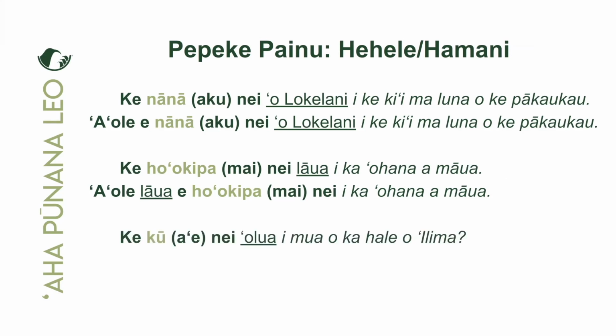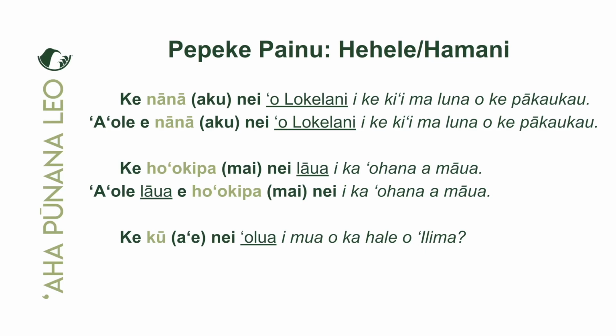The next example is Ke ku e nei 'olua i mua o ka hale o Ilima. And this is a question, but let's take a look at the breakdown. Okay, so ku is our action word, our verb, our pa'i'ōlelo. It is a hehele type of verb, and that means to stand. And standing is associated with upward. And it's happening at the present tense because we have the māka pā'ōlelo, ke e nei.